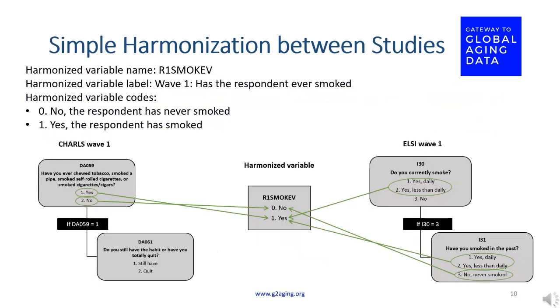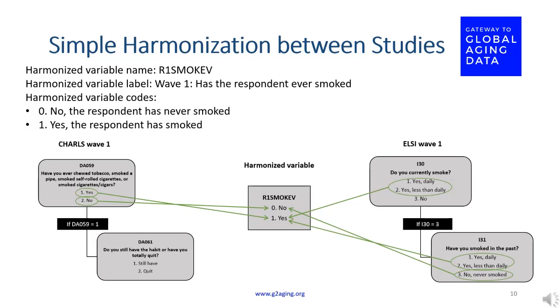Here's an example of what variable harmonization looks like between studies. If you recall, one of the things I mentioned in a previous slide is that harmonized variables account for survey skip patterns. So we can see a few things happening here. On the left, we have the CHARLS wave 1, and this is a survey skip pattern inside of the Harmonized CHARLS. At wave 1, respondents are asked, have you ever chewed tobacco, smoked a pipe, smoked self-rolled cigarettes, or smoked cigarettes or cigars? The respondent can answer yes or no, and these responses are coded as 1 and 2 respectively.